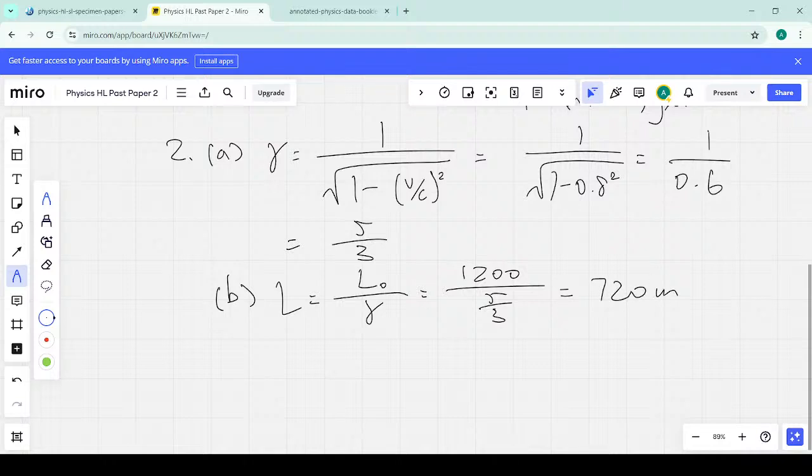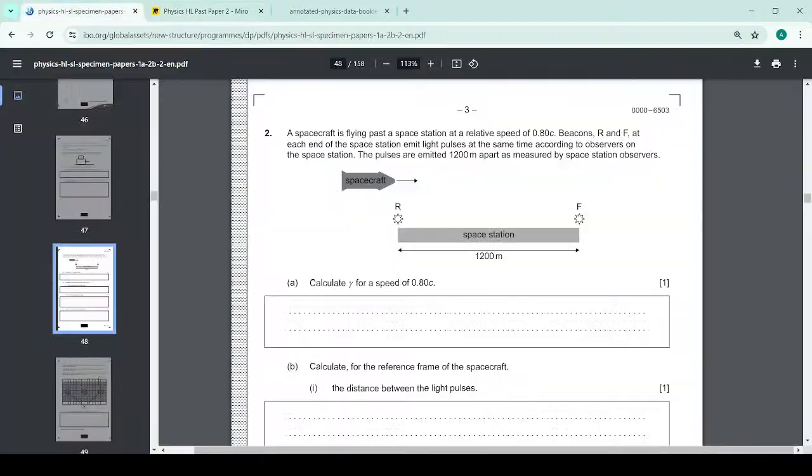that should give 720 meters? And chat, check my calculations, because I guess I should have a calculator on me. Hold on. I'll have my calculator on me. Yeah, 720. Good. Okay.